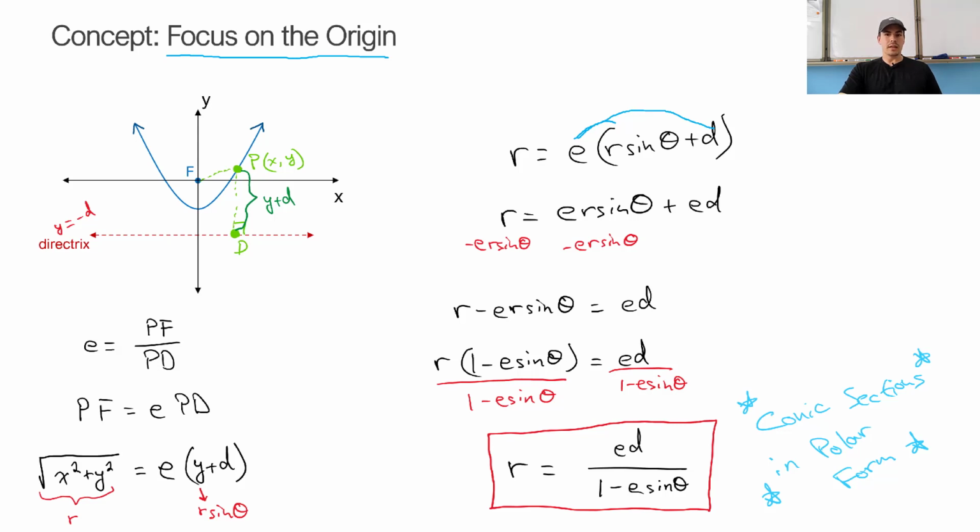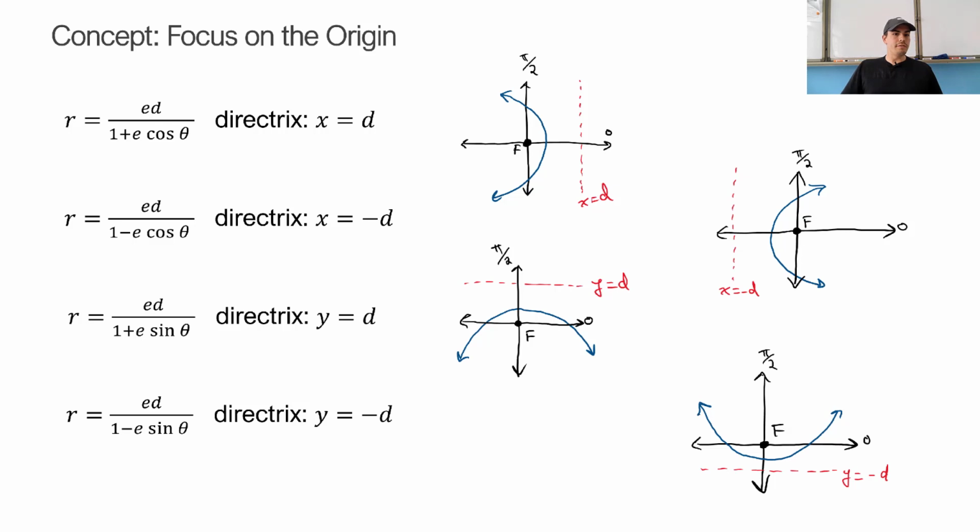Okay, so let's take a look at that. So they're all very similar here. I've got ed over 1 plus e cosine theta, and then ed over 1 minus e cosine theta, and then I've got plus e sine theta and minus e sine theta as well. Okay, so all of these are going to tell me, and I have parabolas up here, but this is just to show the orientation of all of my conics with these given equations.